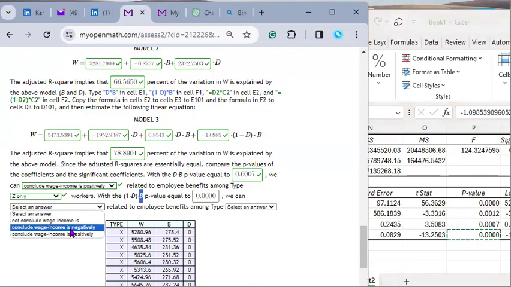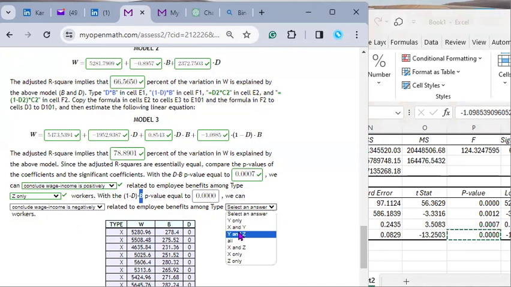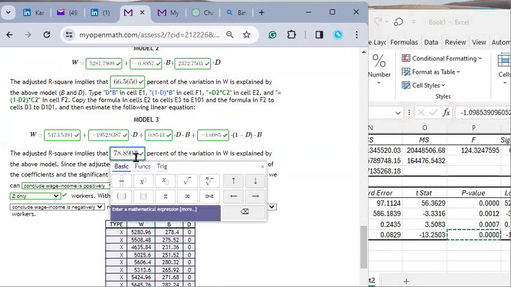We're going to conclude that wage income is negatively related to employee benefits amongst X and Y employees, right? X and Y employees, the low productivity workers. When we're talking about X and Y, we're talking about D equals 0. D equals 0 subtracted from 1, well, that's 1. So we're talking about the benefit levels of type X and Y workers, right? So we'll hit enter here.